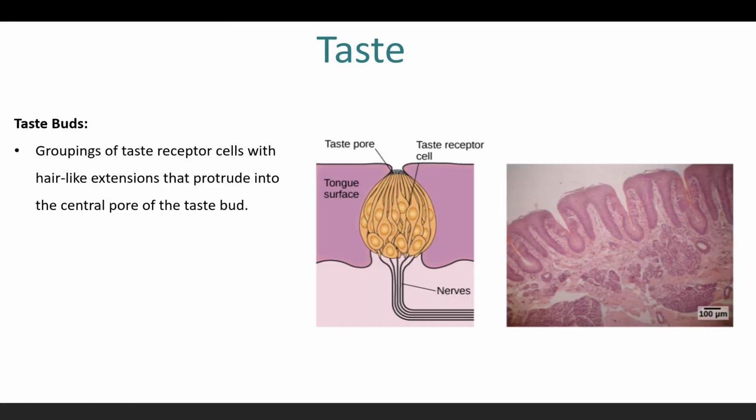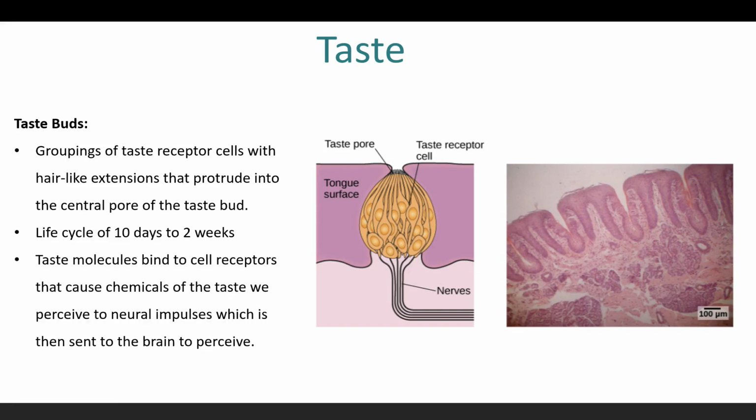So our taste buds are groupings of taste receptor cells with hair-like extensions that protrude out of a central pore of the taste bud. As you see here, we have the central pore of a taste bud. We have the tongue here. These are the taste receptor cells that are connected to nerves, which are sent to the brain. And these cells have a life cycle of about 10 days to 2 weeks, so they're constantly regenerating.